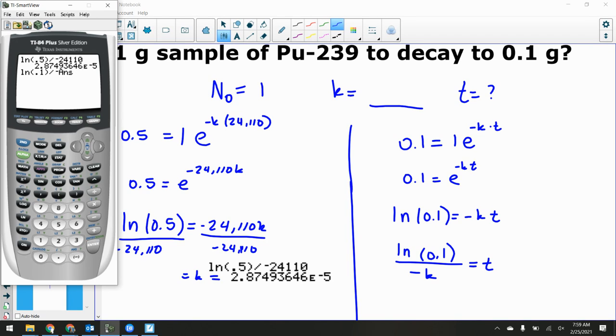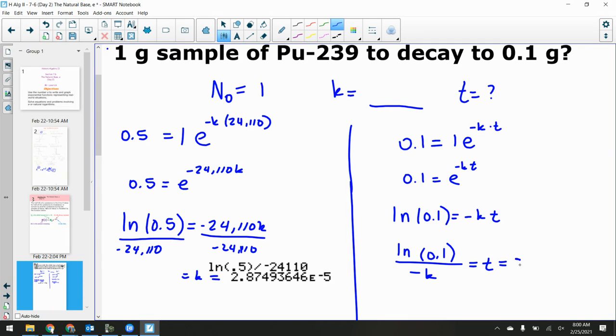See what I did there? I did not round that number. I'm just using it because it's the last answer stored within my calculator. So I'm getting my exact value. 80,091.69 years. How did I know it was years? Because that was the half-life. That's the way the half-life is given.